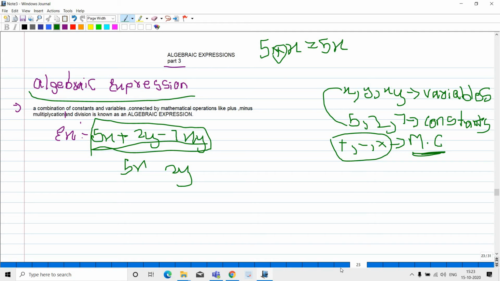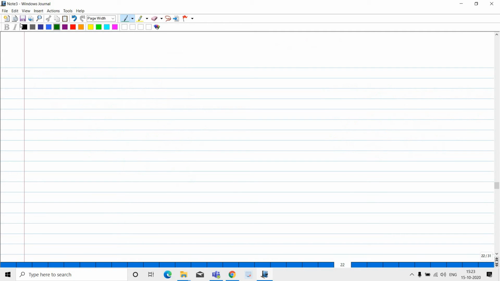Now terms of an algebraic expression. Now we will discuss about terms of an algebraic expression.